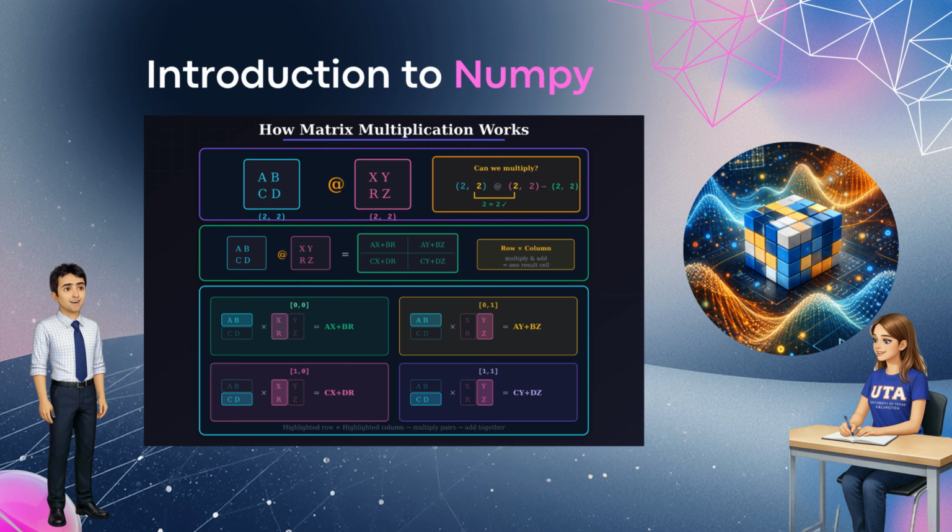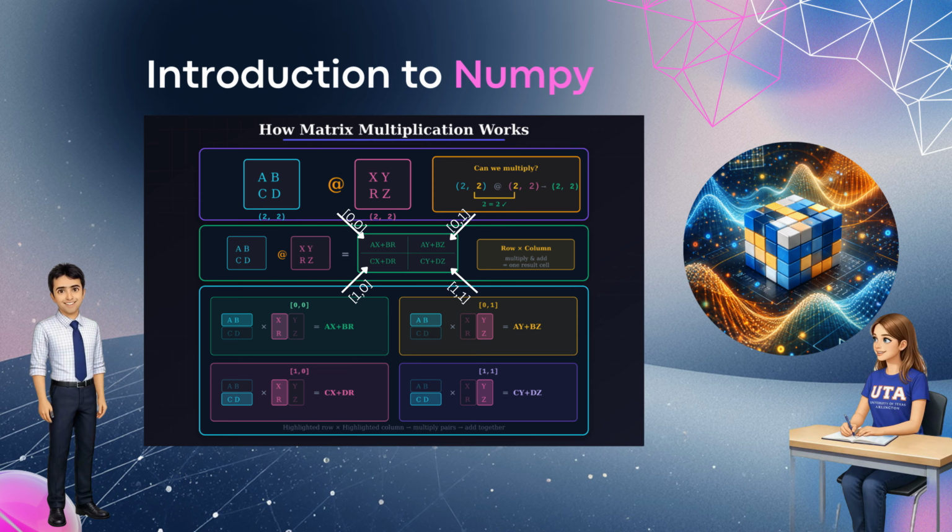The first matrix is 2 by 2. The second matrix is also 2 by 2. What are the inner dimensions? The first matrix has 2 columns. The second matrix has 2 rows. 2 equals 2, so yes, we can perform this multiplication. And what will be the shape of the result? The first matrix has 2 rows. The second matrix has 2 columns. So our result will be a 2 by 2 matrix. Now we need to compute each element of that result matrix. We have 4 positions to fill: 0, 0, 0, 1, 1, 0, and 1, 1.